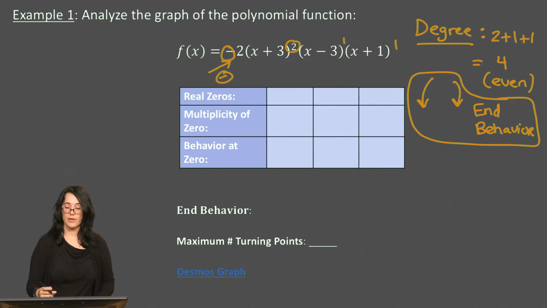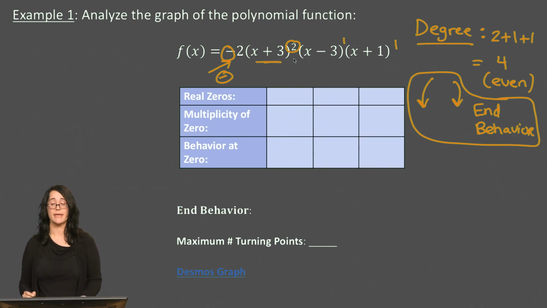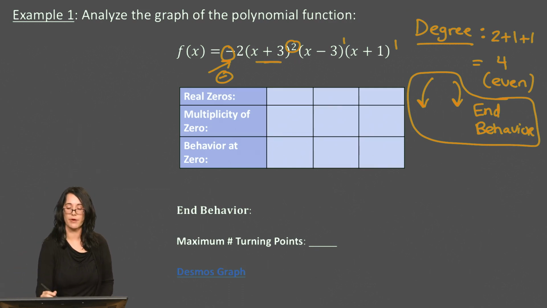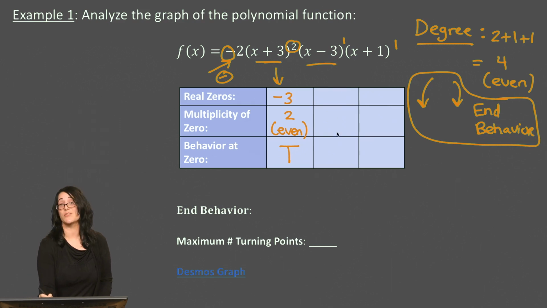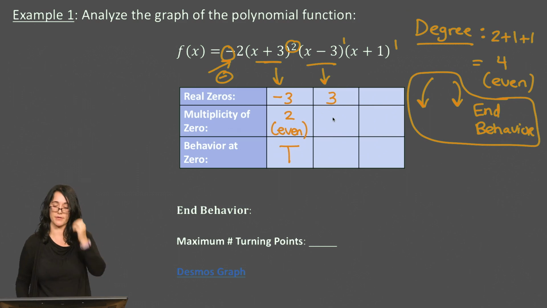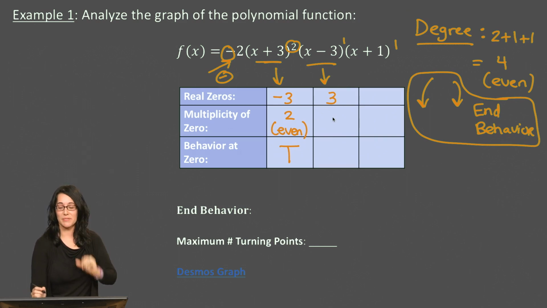Let's continue. Our real zeros, if we set each factor equal to 0: x plus 3 has been repeated, but when you set x plus 3 equal to 0, you get -3. Its multiplicity is 2, its power, which is even. So at that location, our graph will simply touch, not cross. x minus 3, if you set that equal to 0, you would get x equals 3 for an x-intercept or a real zero. Its multiplicity, the power, is 1, which is odd, which meant we cross.